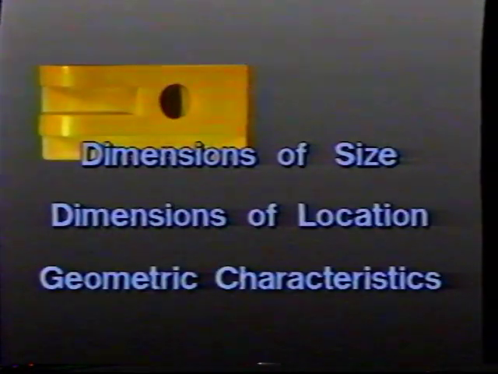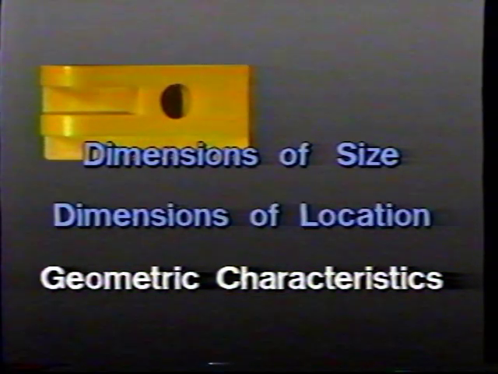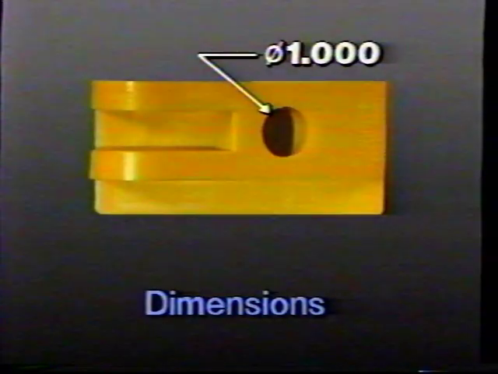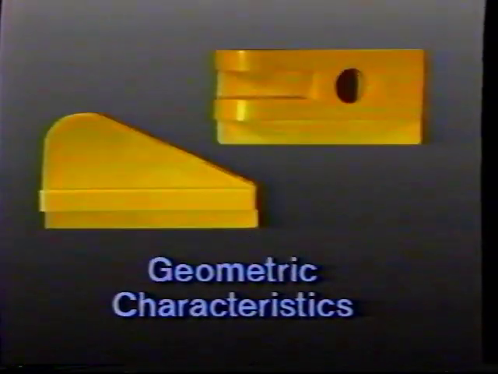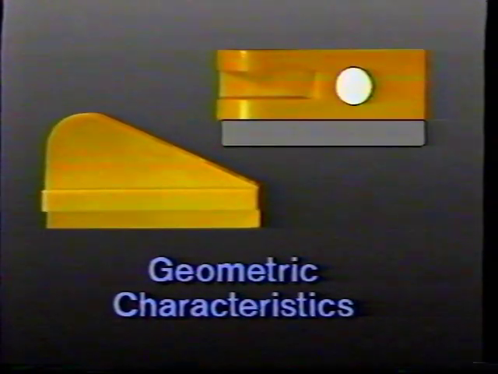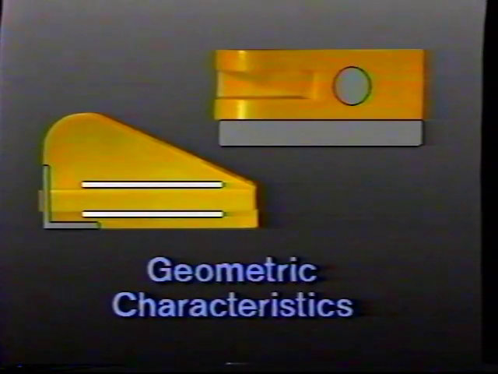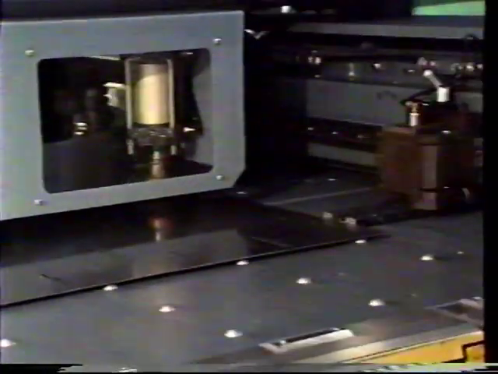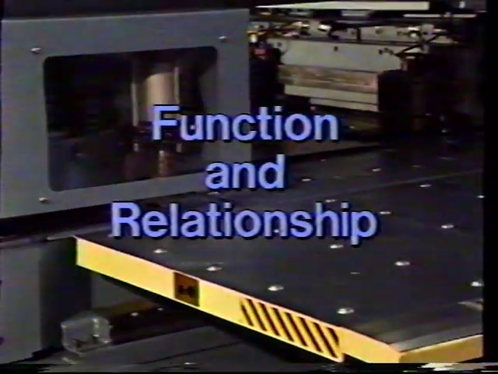Part features are defined by dimensions of size and location and by geometric characteristics. Dimensions of size tell how large a feature is, while dimensions of location tell where the feature is located with respect to other features. Geometric characteristics define both the form and location of a feature as well as its relationship to other features. These dimensions and geometric characteristics are allowed to vary by a tolerance based on the feature's function and its relationship to other features.